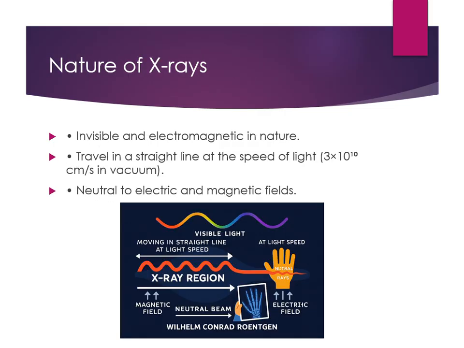Nature of X-rays. Let's understand the nature of X-rays. First, X-rays are invisible and belong to the electromagnetic spectrum, just like visible light, radio waves, and gamma rays, but with much shorter wavelengths. They travel in a straight line at the speed of light, which is about 3 × 10^10 centimeters per second in vacuum. And importantly, X-rays are neutral, meaning they are not affected by electric or magnetic fields.